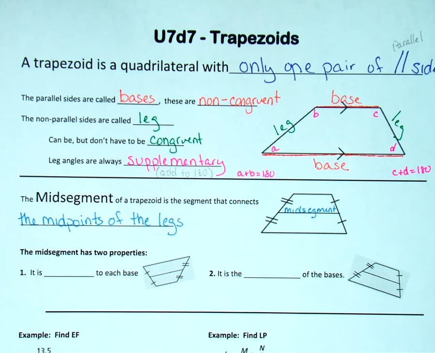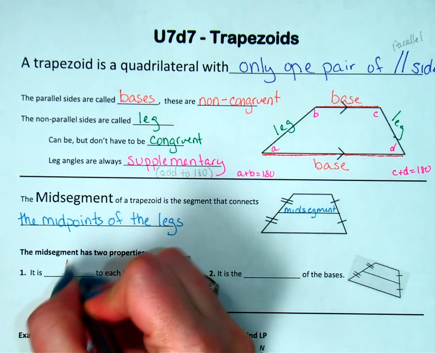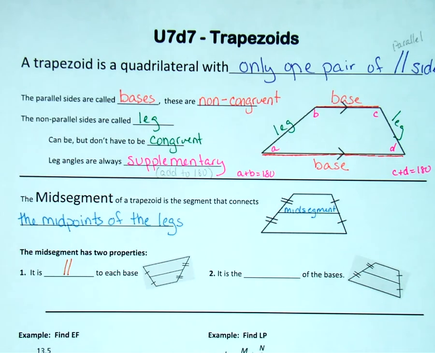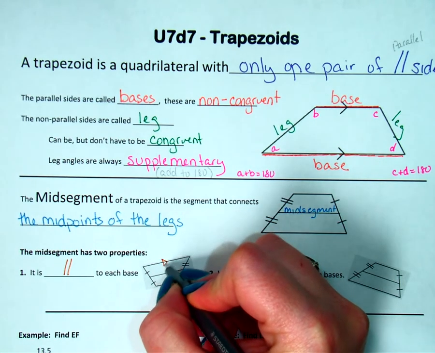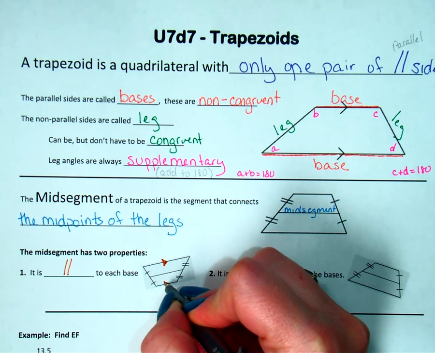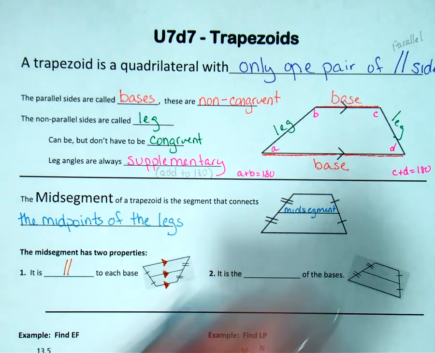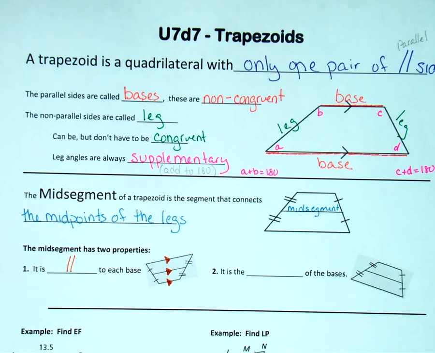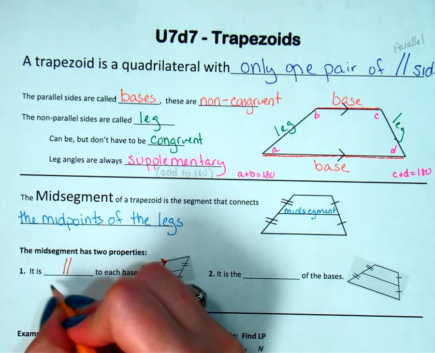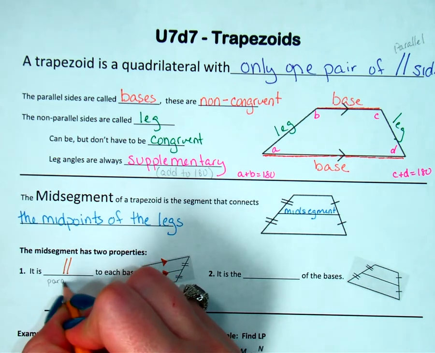Okay? The midsegment has 2 really neat properties. The first one is that it is parallel to each base. So if I have my 2 parallel bases and I draw in my midsegment, it is also going to be parallel. Again, if you are still struggling with your notation, don't use this symbol, write out the word parallel.